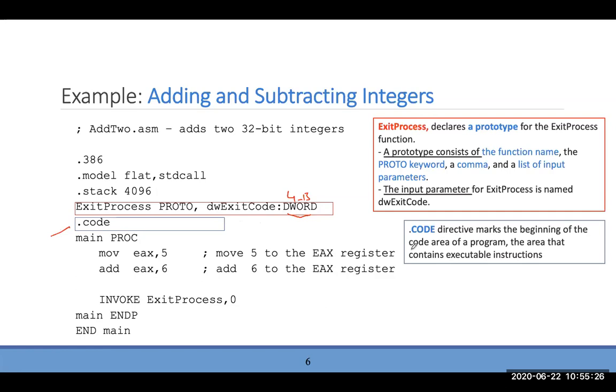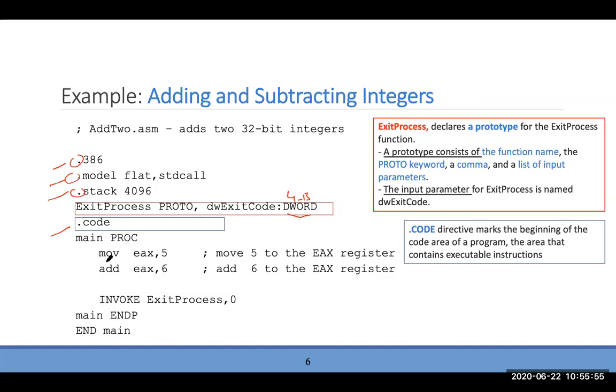And this is the directives. So these are all directives, okay? .386, .model, .stack, .code. These are directives, and I will explain the difference between a directive and an instruction. A directive is not an instruction. What do I mean by that? It's not going to be part of the executable. Move, add, these are instructions. And invoke itself is a directive, not an instruction. It's going to be translated.